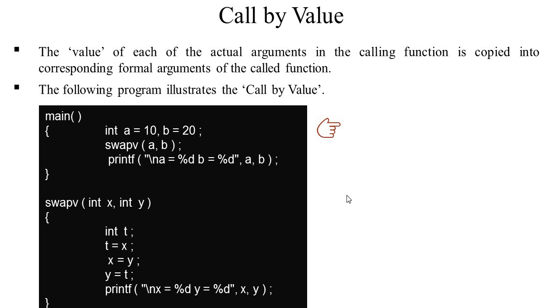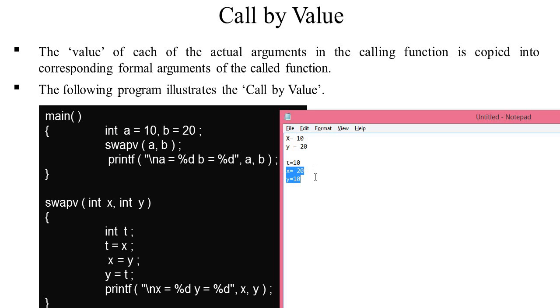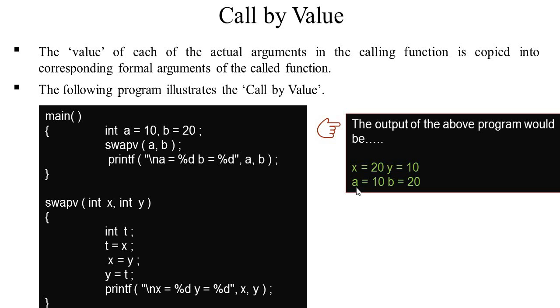So here is my output, and you can see the value of x is equal to 20, y is equal to 10, and that is as per our calculation. But you can see over here, a is equal to 10 and b is equal to 20. That means it is as it is. There is no swapping performed between a and b.